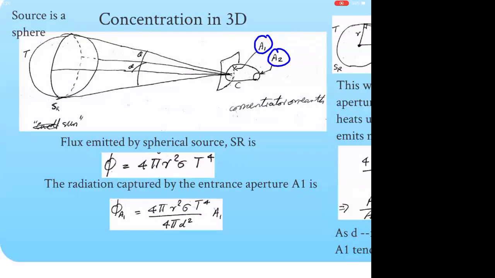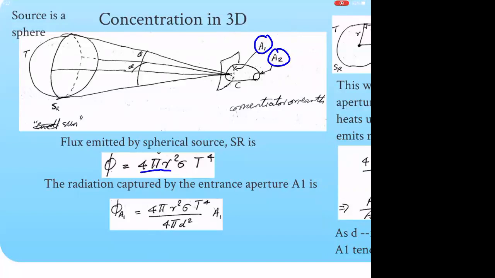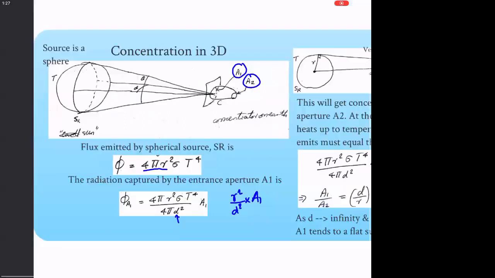Okay, so the flux emitted by the spherical source SR is now 4 pi r squared sigma T to the power 4. Of course, we all know that 4 pi r squared is simply the area of the surface of the sphere. The radiation captured by the entrance aperture A1 is again just like before, the fraction that is spread over the entire big sphere, which is defined by this distance d. That is r squared over d squared. Now you have the square because it's area, not a line like in the 2D case, multiplied by the area of the entrance aperture. So exactly the same argument as before, except that now you have 3 dimensions, so you get the square.